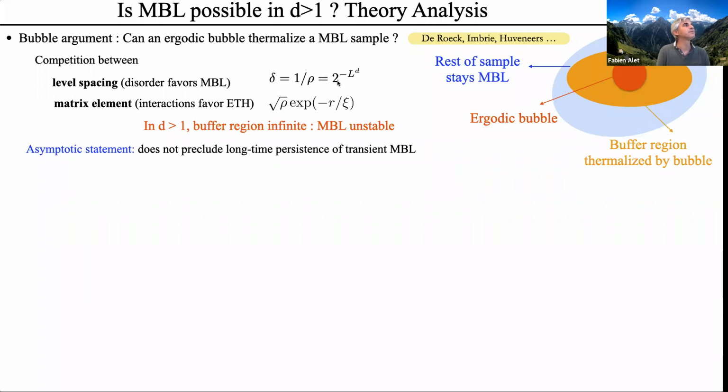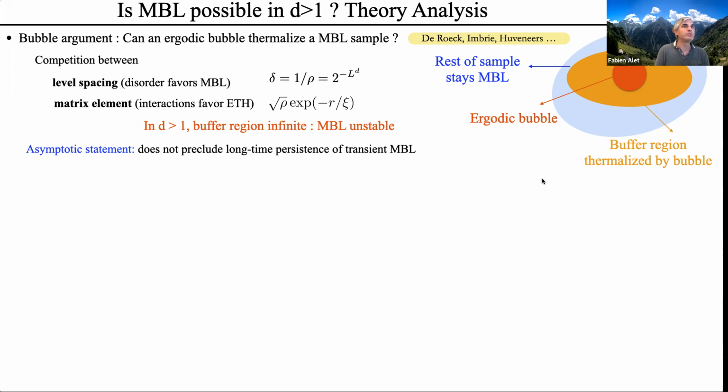And if you do the math, it's kind of easy to see that only in one dimension there's a true competition. Otherwise, the matrix element will always win, which means that the MBL is unstable and the red region will actually create an orange region, a summarized bubble, which will actually be the full sample. Of course, this is just an argument, it's asymptotic, there's no question of time scales here. It does not preclude the fact that MBL could be a transient for a very large time, but okay, that's the main argument due to these authors.